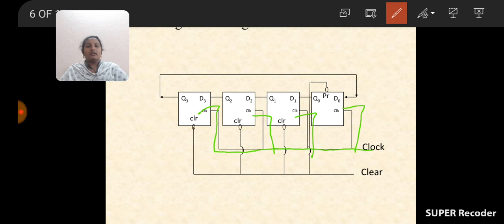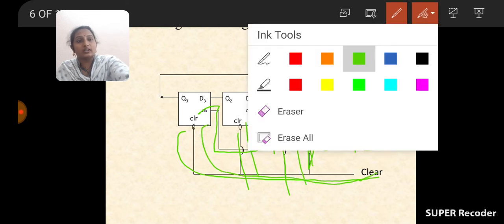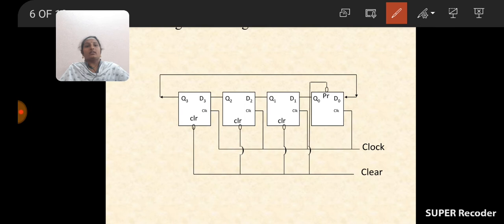And while coming to the next point, the clear input also must be given to all the flip-flops except the first one. For the first one, we are connecting preset, and the remaining all are connected to the clear inputs. So this is called construction. So in construction of ring counter, which flip-flops are used here? D flip-flops are used here.